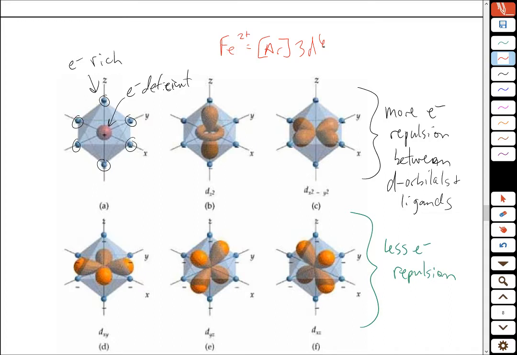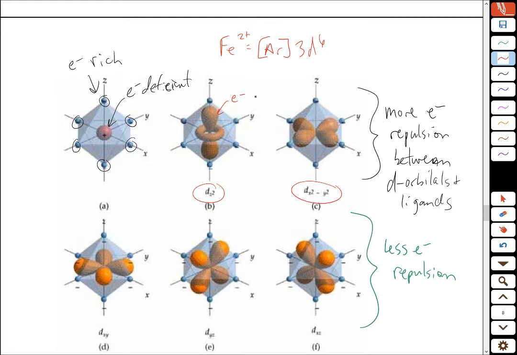And so the d orbitals are not involved in bonding, but they do feel the electron density of the ligands. And so when ligands are bonded to transition metals, we get electron repulsion between the ligands and the d electrons on the metal. There are 5 d orbitals. Two of those d orbitals, the dz squared and the dx squared minus y squared, have electron density pointed directly at the ligands, meaning that the electron density is directly on the axes.